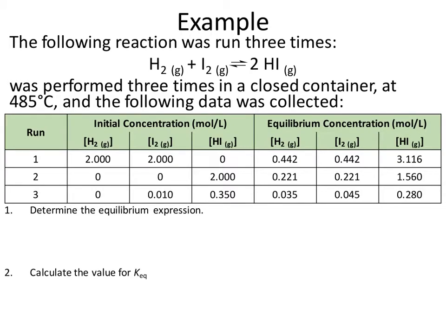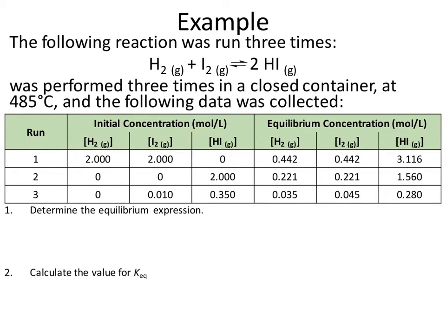So let's look at an example here. Here we have the following reaction. We have H2 gas reacting with I2 gas to create 2 moles of HI gas. This is performed 3 times in a closed container at a specific temperature, and the following data was collected. So we have 3 trial runs, 1, 2, and 3. Now it started off initially in different scenarios.